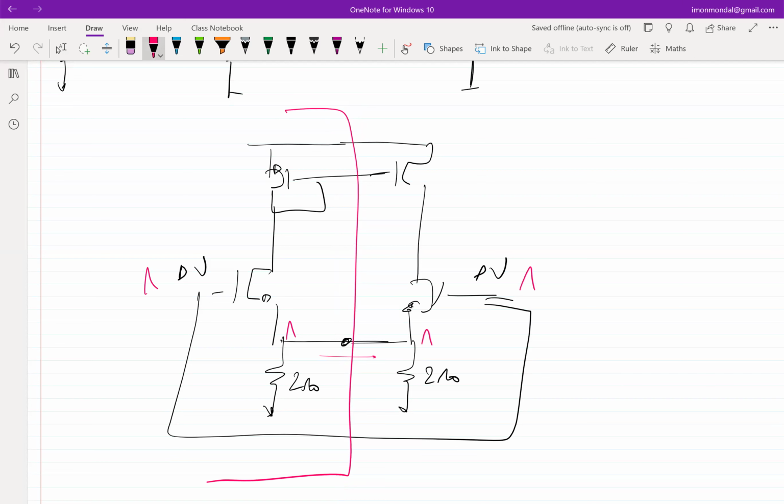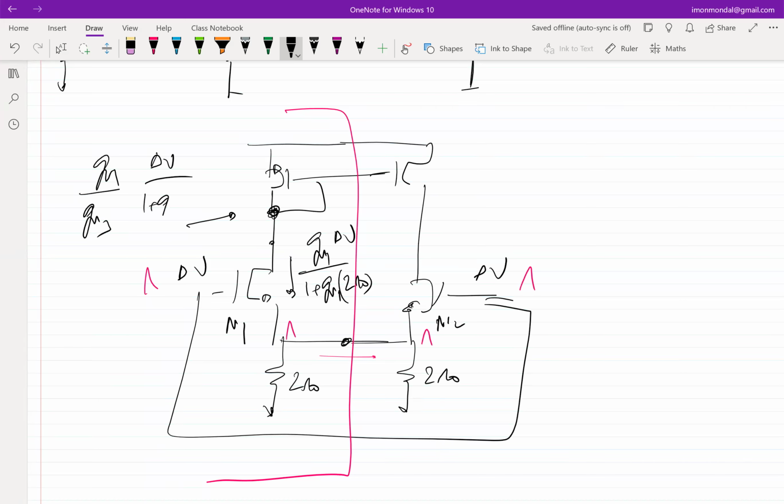So you know what's going to happen to this guy. We have done this analysis multiple times of the structure on the left, and the current that will flow here will be GM1 by 1 plus GM1 times 2R0 times delta V, with M1, M2. And that will develop a voltage here, with the effective impedance at this node being 1 over GM of the diode connected transistor. We have other GDSs, but we tend to neglect them because GM is a dominant term. So essentially, this voltage becomes GM1 by GM3 times delta V by 1 plus GM1 times 2R0. Okay. And things get mirrored on the other side. If you do the calculation, you will see that this voltage is almost equal to this voltage.